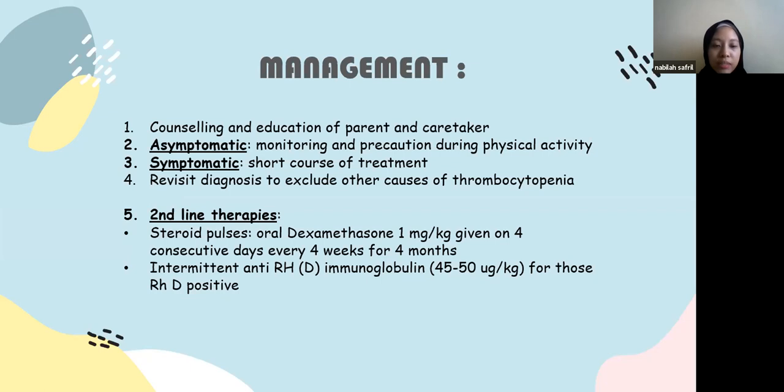For second-line therapies, it uses steroid pulses, which means oral dexamethasone is given on 4 consecutive days every 4 weeks for 4 months. Also, intermittent anti-RH or anti-D immunoglobulin for those who are RHD positive only. This option is very effective in increasing the platelet counts, but it can cause mild anemia.